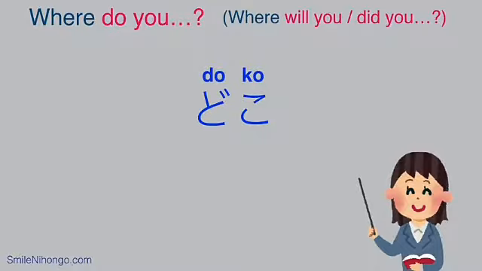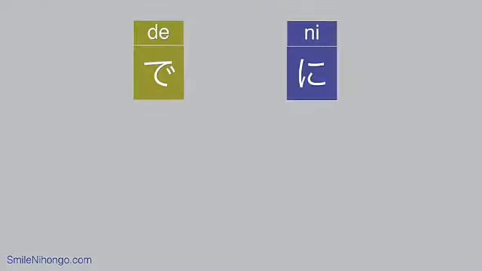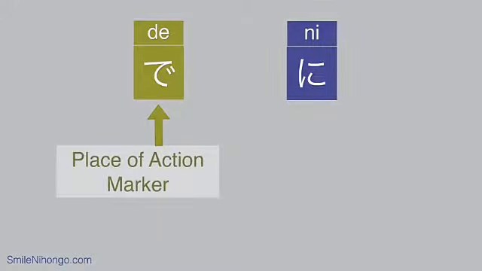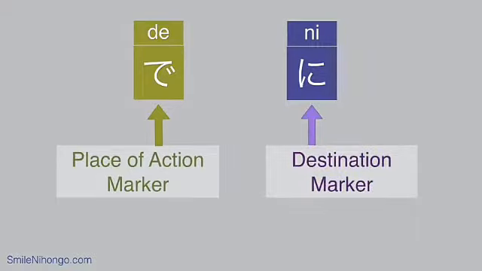When you ask where and have a verb in your question, these two particles are going to be very crucial: particle で and particle に. Each one has a few different functions in Japanese, but today we are going to deal with them as a place of action marker and destination marker.